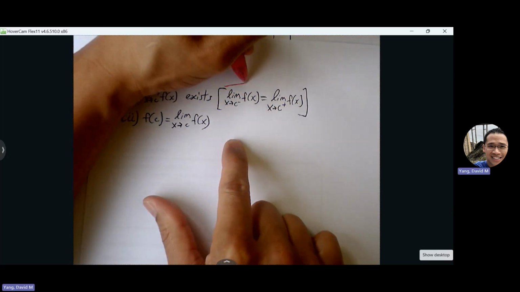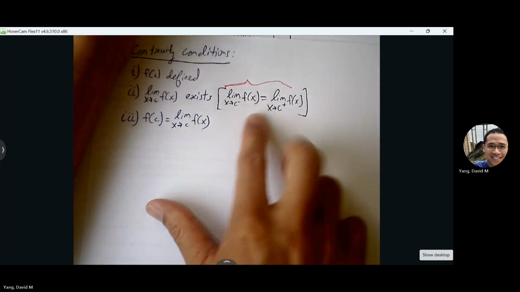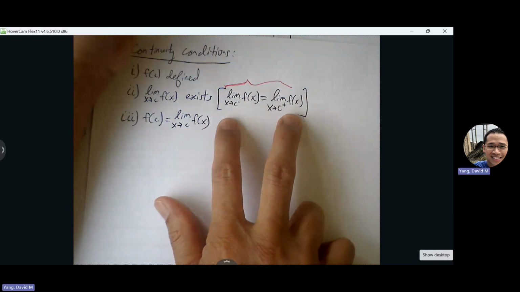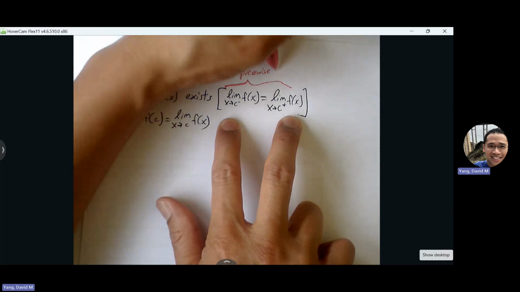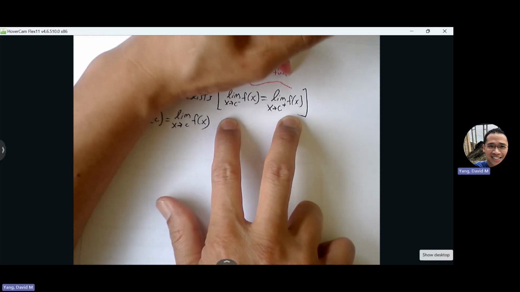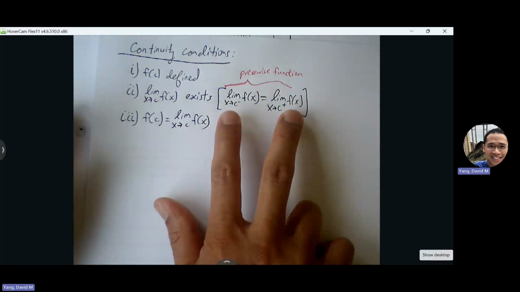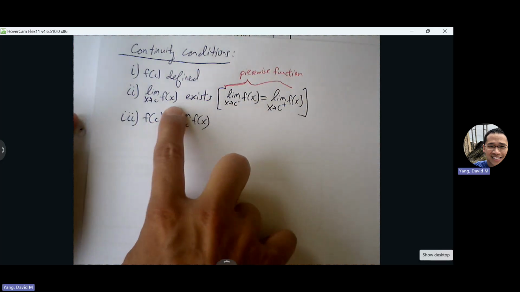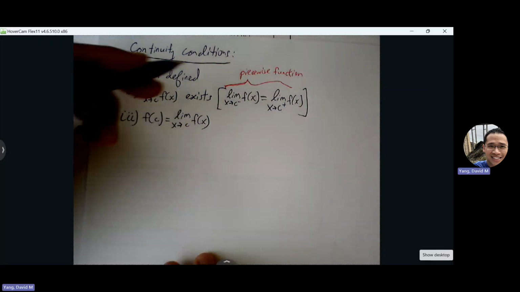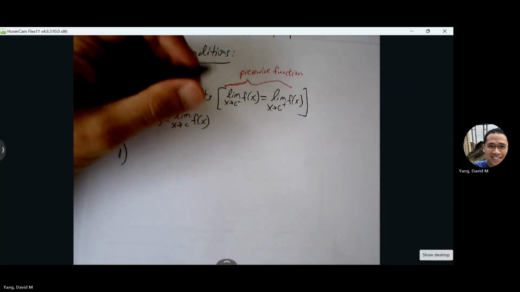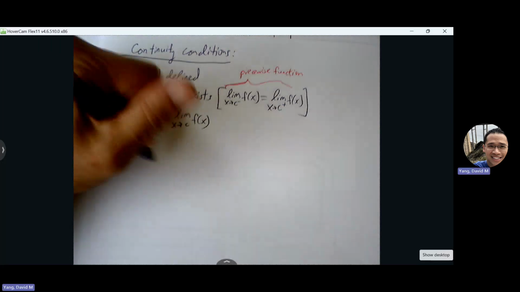This portion is especially useful or needed if we see a piecewise function involved. Usually if there's a piecewise function, we may have to involve this additional step to confirm that the second condition is either going to be true or not. Okay, here's number 1. Here's our function.